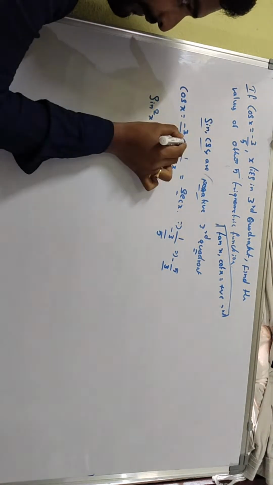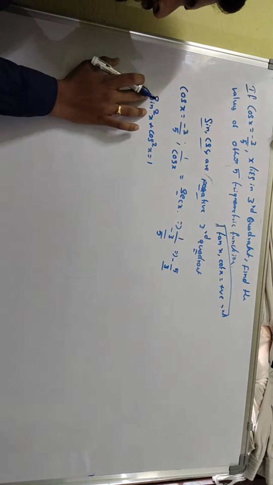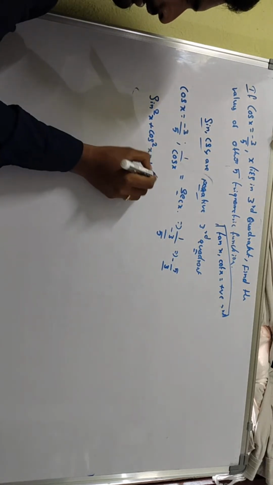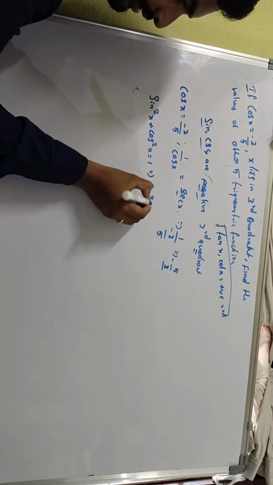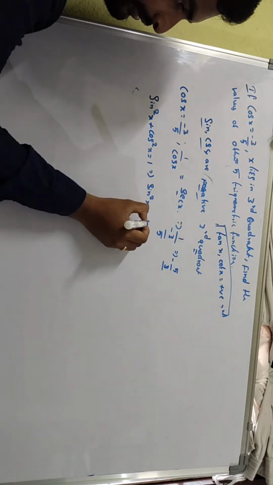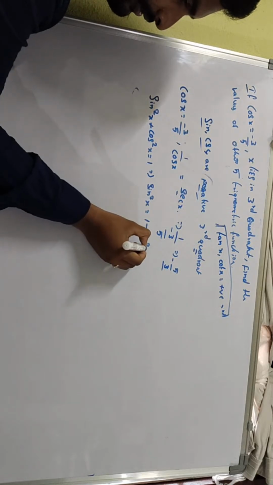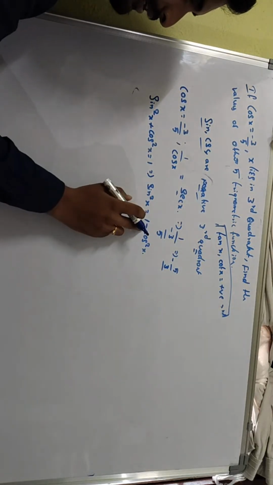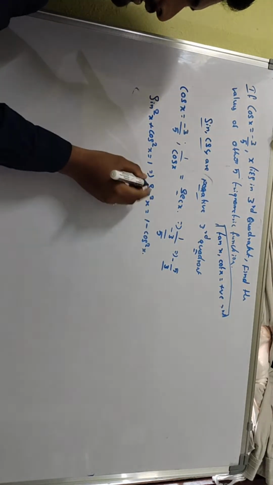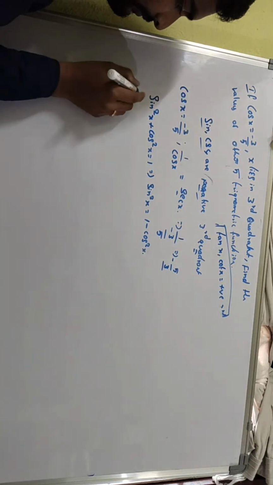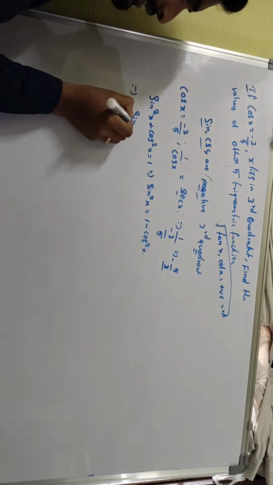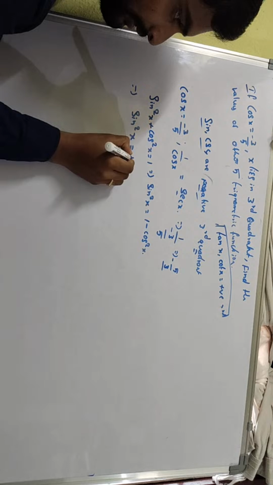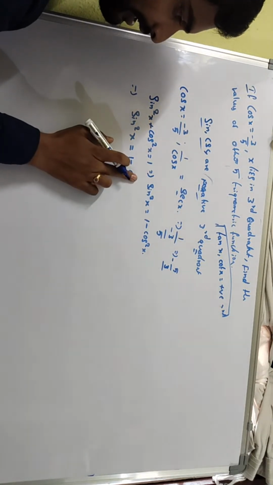So we are going to find the sine square x value. Sine square x is equal to 1 minus cos square x. Why minus? Because when plus goes to the right side of the equation, the sign becomes opposite, that's why minus cos square x. So sine square x is equal to 1 minus cos square x, already given here.